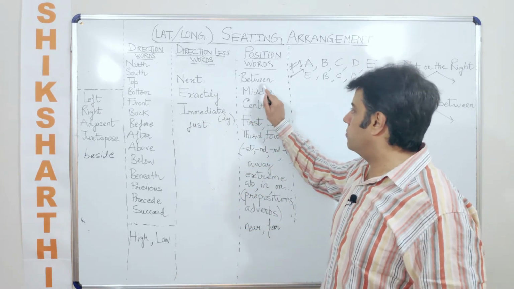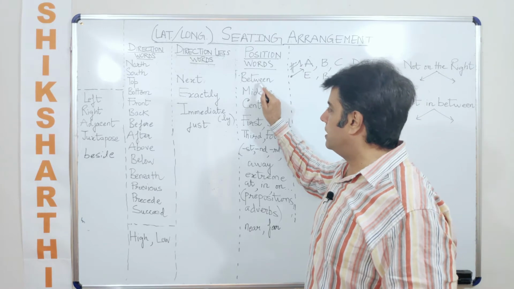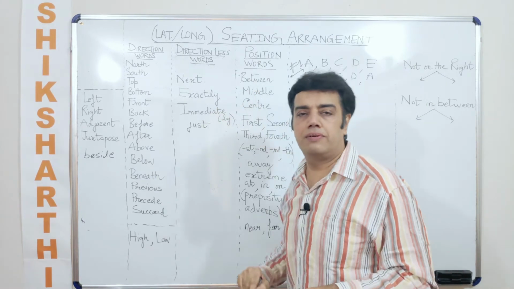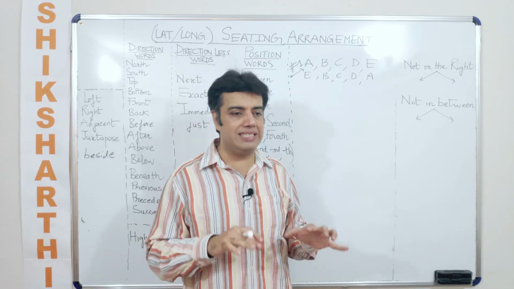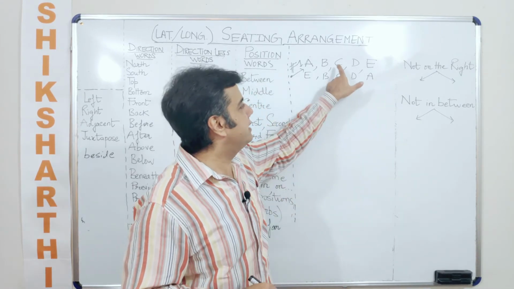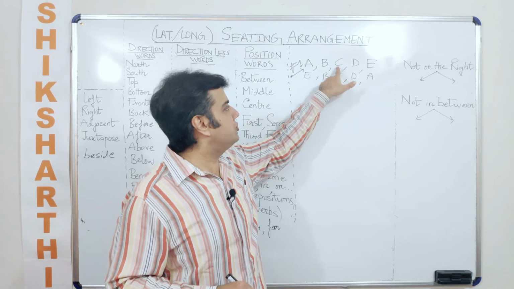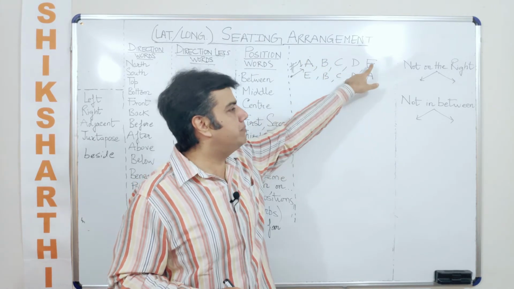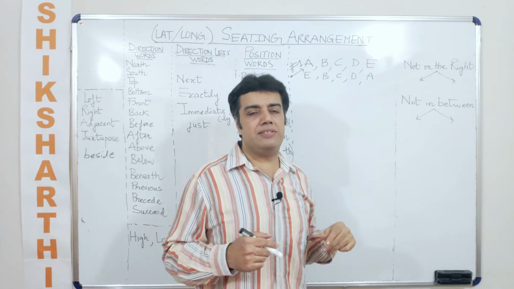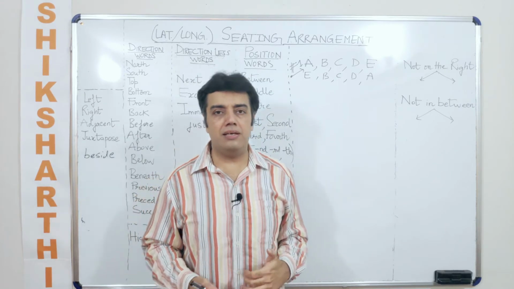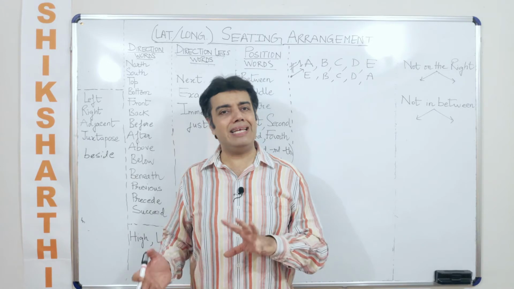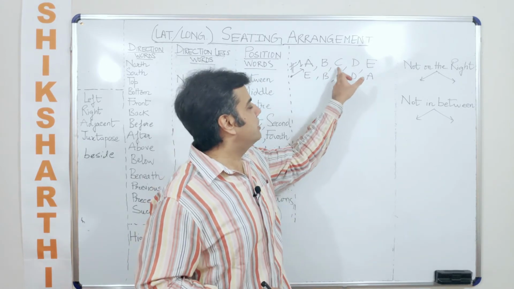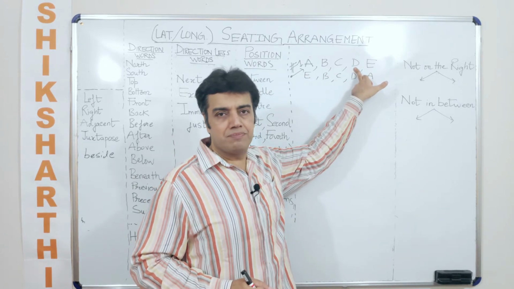Now the next word: if I use a word like exactly in between, there is a difference between in between and exactly in between. So exactly in between means what? Center or middle. So C here is sitting exactly in between A and E. If I say how many people are sitting in between A and E, there are 3 people sitting. And in how many ways can they arrange themselves? They can arrange themselves in 3 factorial ways.